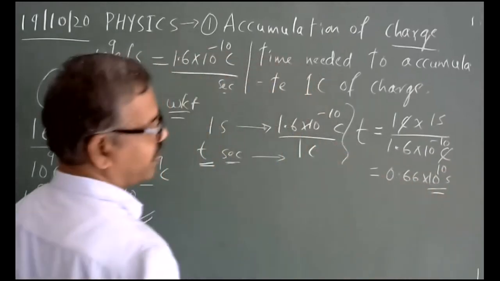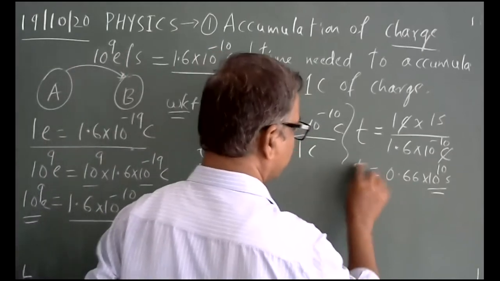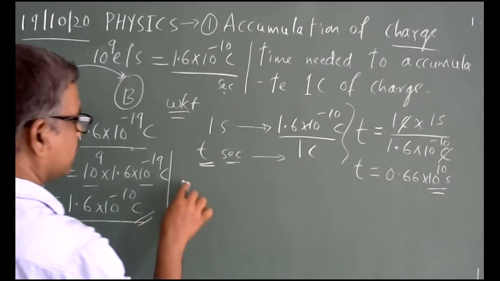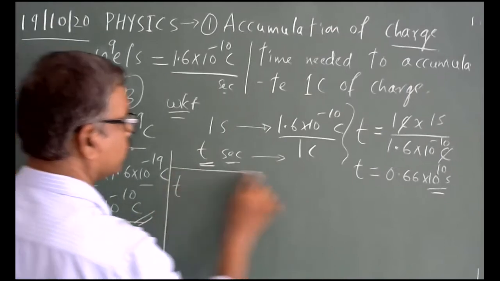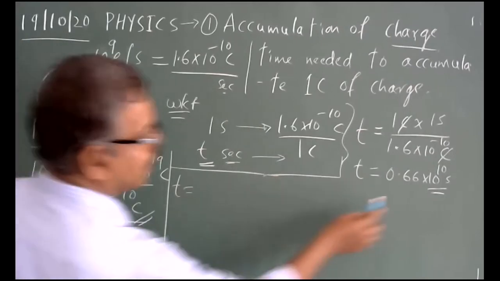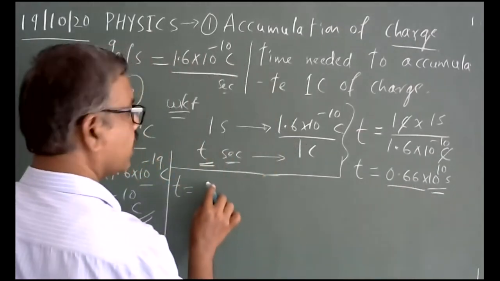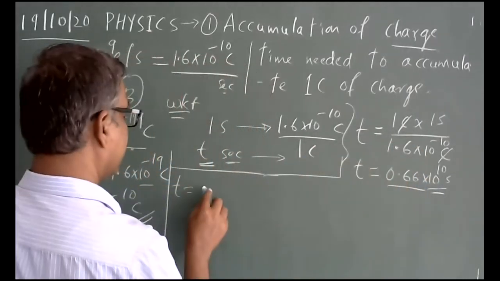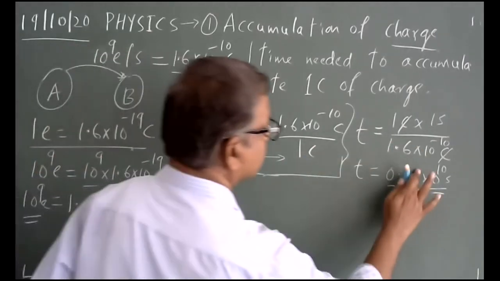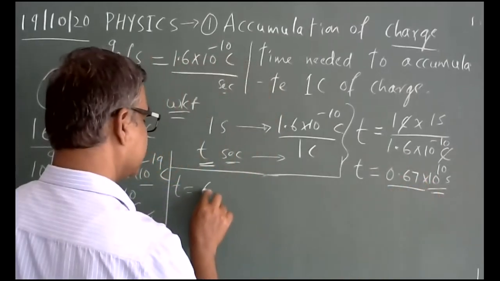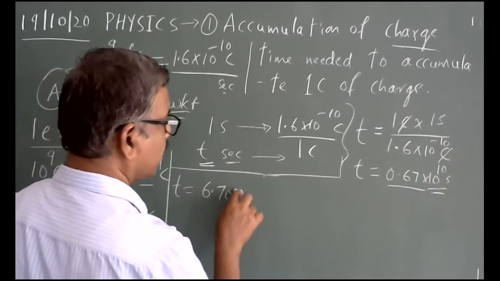So if I simplify further, as all of you know, let me put it in mathematics. So T is equivalent to, I will be writing this once again. It is 1 by 1.6, which is 0.667. You can write it as 0.6667. There is not much difference. I can put it as 6.67 into 10 raised to 9 seconds.